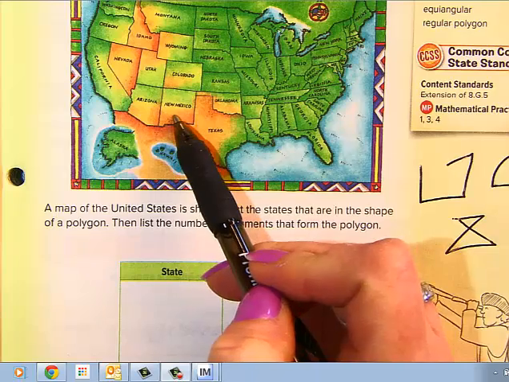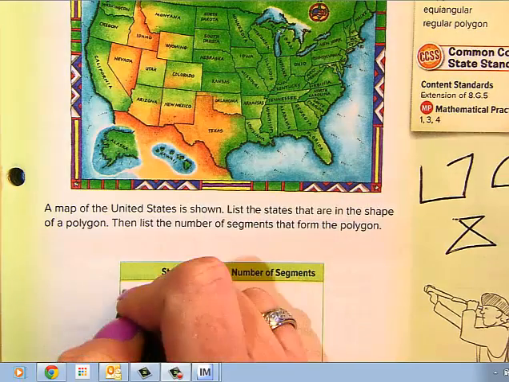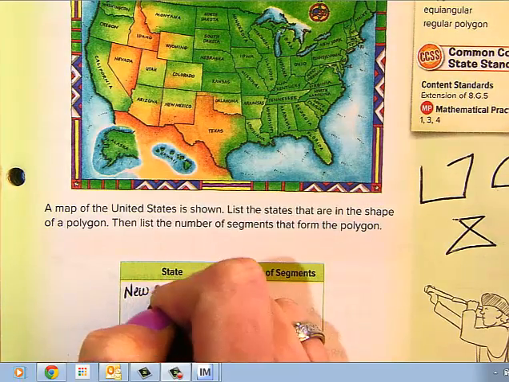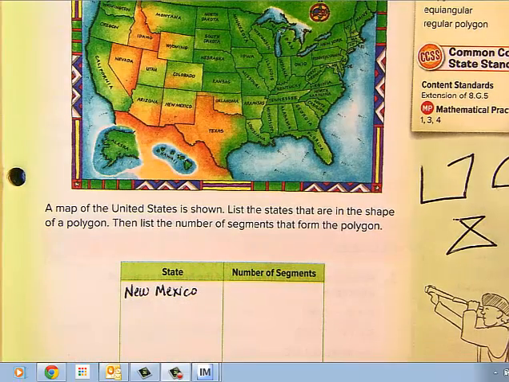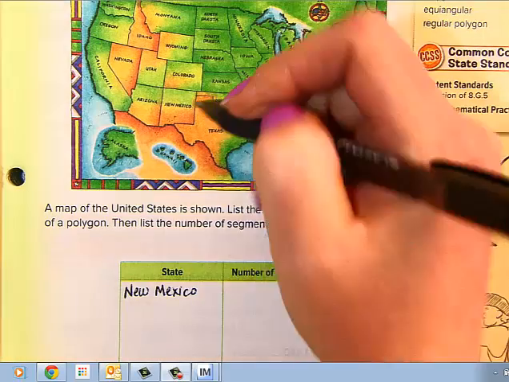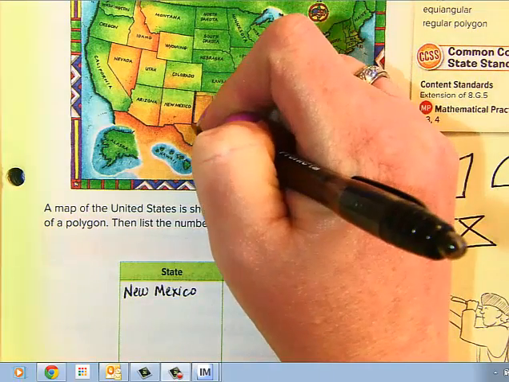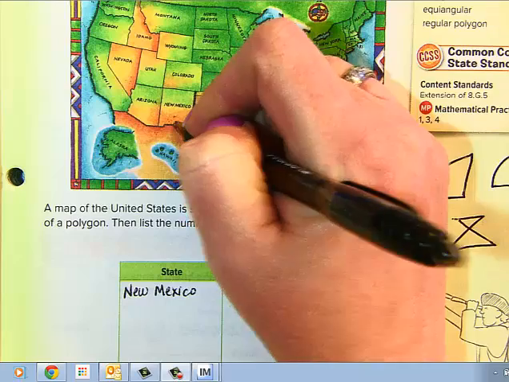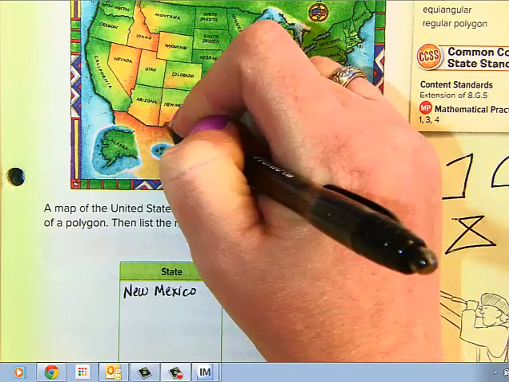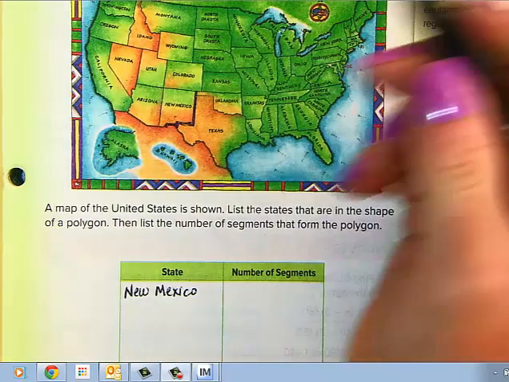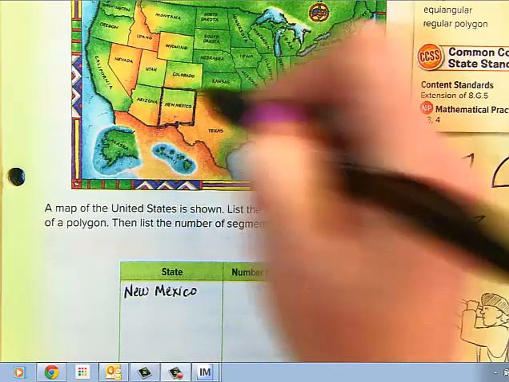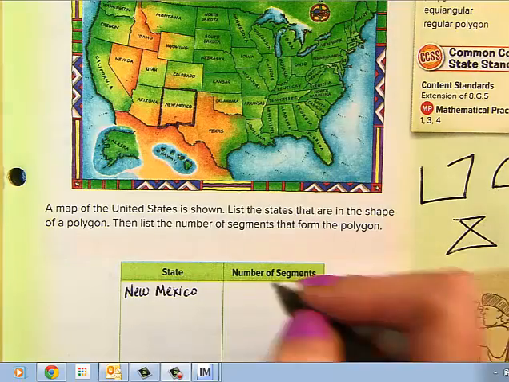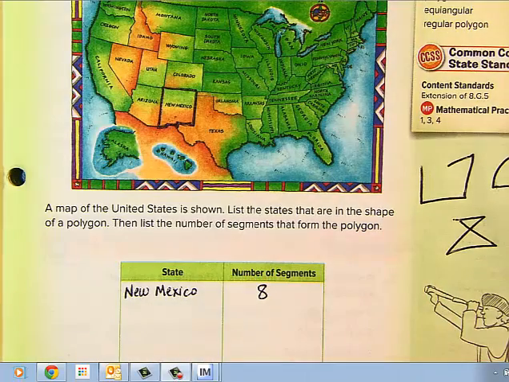Well, New Mexico is one of them. So we would write down New Mexico. And it says, how many sides does it have? Well, it has 1, 2, a little one here, 3, 4, another little one, 5, 6, 7, 8. So the number of sides, or segments, that it has is 8.